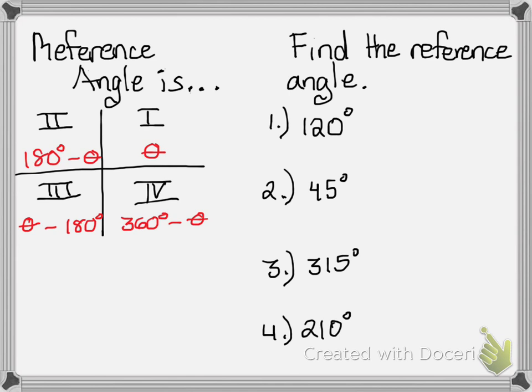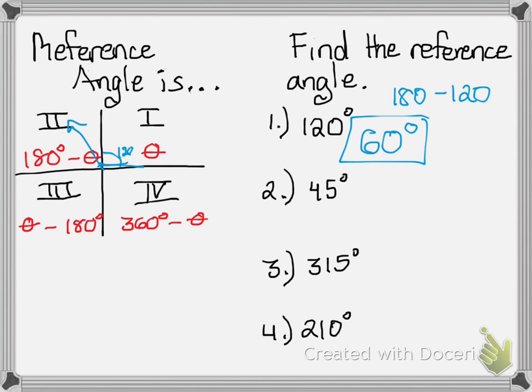Find the reference angle for 120 degrees. Well, first of all, which quadrant will 120 degrees end up? You got it. It will be in this second quadrant. So I'm going to do 180 minus 120, which gives me 60 degrees. So my reference angle will be 60 degrees.